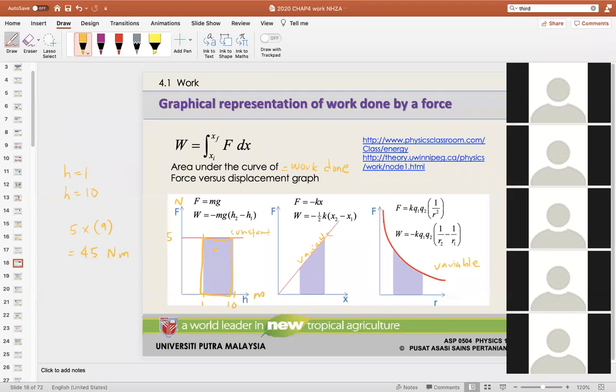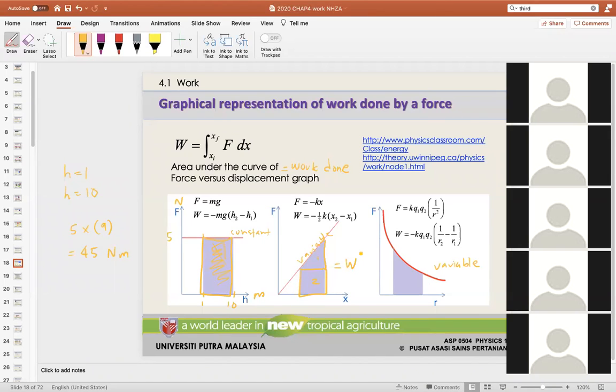Area under the curve, so just calculate the box. If the area under the curve is a triangle, calculate the triangle. Okay? So it depends on the shape of the graph. So this guy you can make it into a triangle and a box. So add these two together, you get your work done.